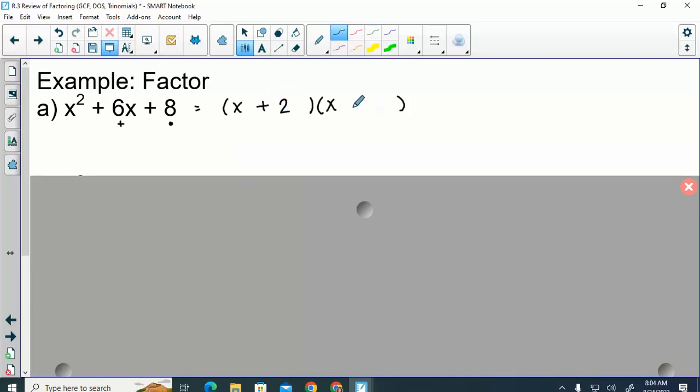We could say x plus 2, x plus 4. The order doesn't matter on that, so if you have x plus 4 times x plus 2, that's fine as well. Just like any of our other factoring, we can check it just by multiplying it out and making sure we get the original problem back.